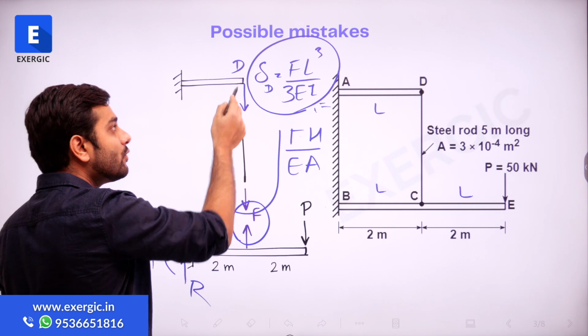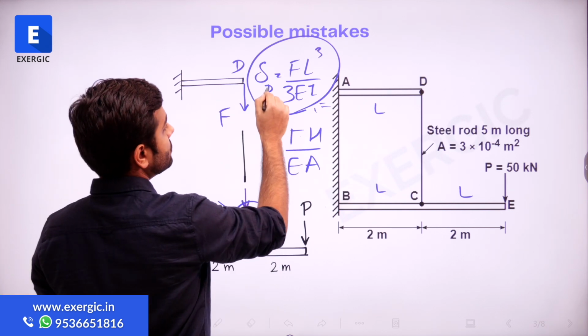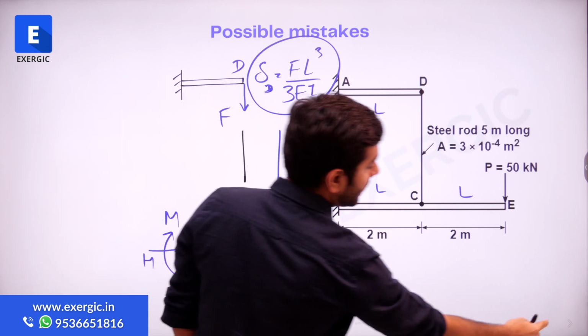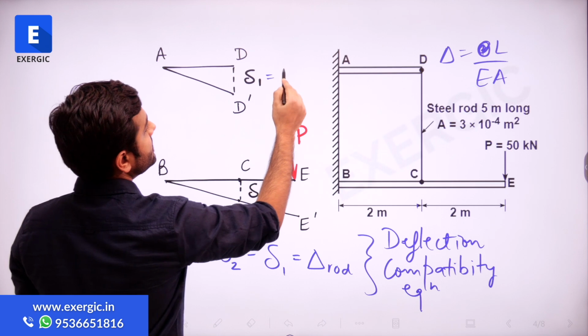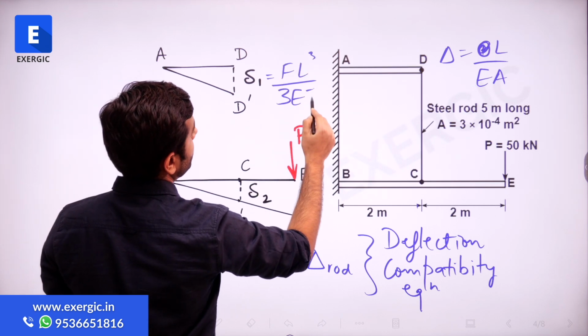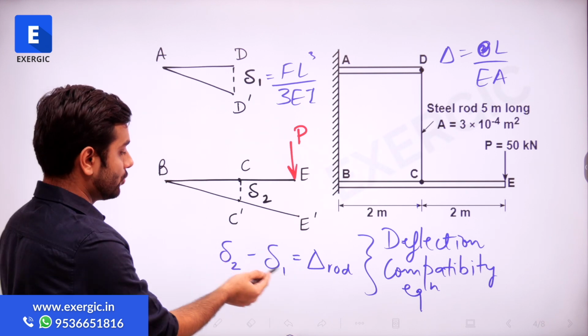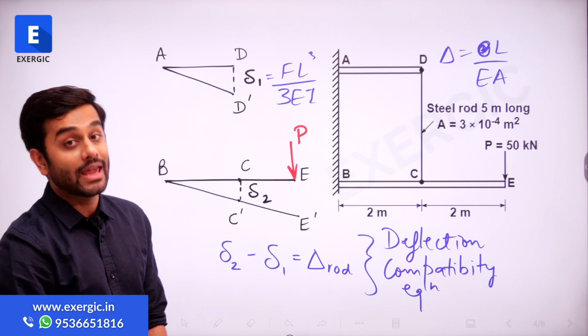So the deflection of D is also known in terms of F. It's not del D, it is del 2 or del 1. So in the diagram, this is del 1 here, the deflection of D, which is FL cube divided by 3EI, right? So del 1 is also known, this term is known in terms of F.